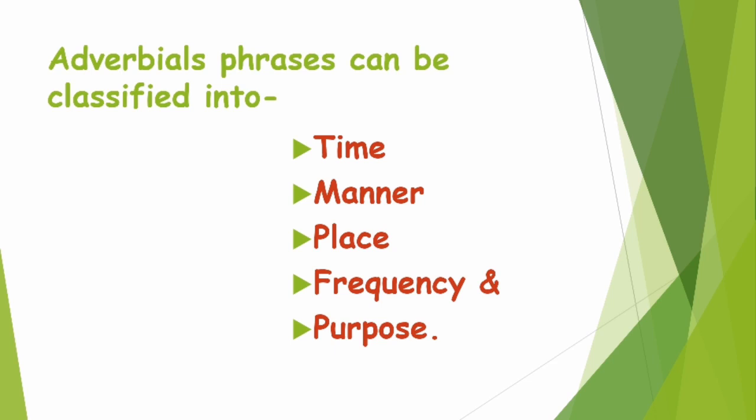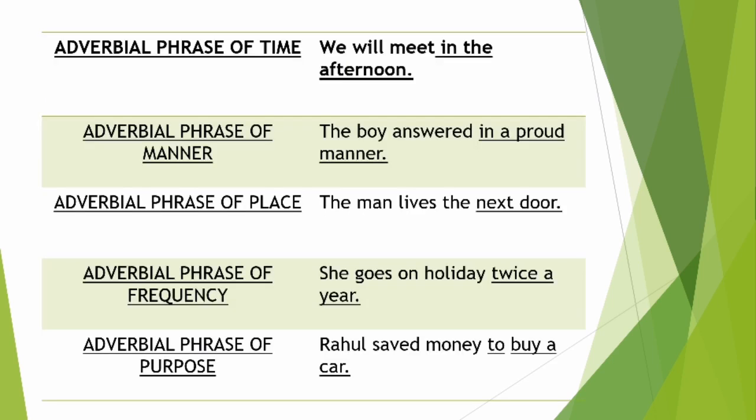Okay, like we have types of adverbs na, same way we have types of adverbial phrases also. And what are the types? Of time, manner, place, frequency and purpose. Okay, let's see them through a table. So first of all, adverbial phrase of time. And obviously, it will suggest time, right?